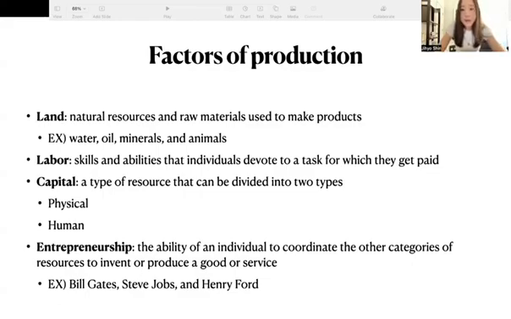Labor is the skills and abilities that individuals devote to a task for which they get paid. Capital is a type of resource that can be divided into two types: first is physical capital, and second is human capital. Lastly, entrepreneurship is the ability of an individual to coordinate the other categories of resources to invent or to produce a good or service. Examples of entrepreneurs are Bill Gates, Steve Jobs, and Henry Ford.